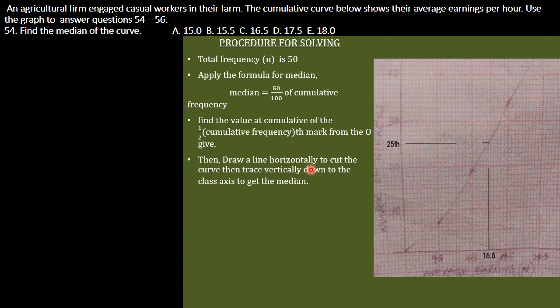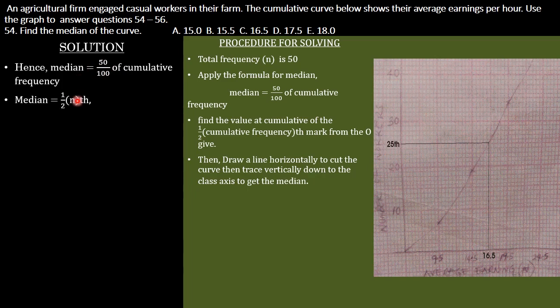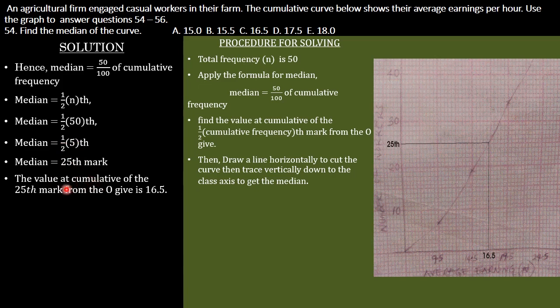Median is equal to 50 over 100 of cumulative frequency. Median is equal to 1 over 2 of cumulative frequency. Median is equal to 1 over 2 multiplied by 50. Median is equal to the 25th mark. The value at the 25th mark from the ogive is 16.5. Median is 16.5. Now let's check.